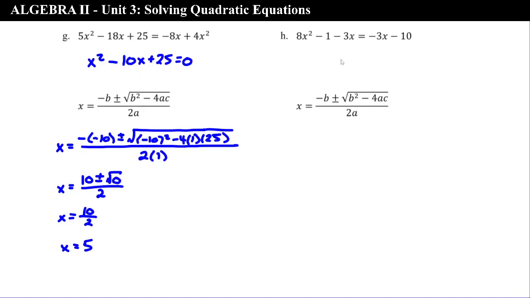All right, let's do one final example. So we need to move everything to one side, and when we do, we end up with 8x squared plus 9 equals 0. And when we do this, we're going to end up with x equals the opposite of b. Well, what's b here? Well, we don't have a b term. There's no x term. So could we solve this in another way? Could we solve this by taking square roots? Yes, we could, but let's see what the quadratic formula gives us.